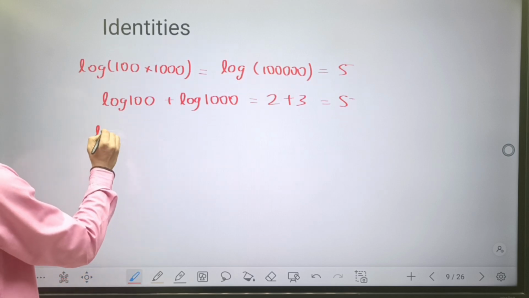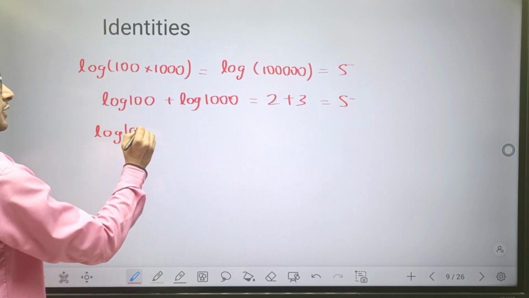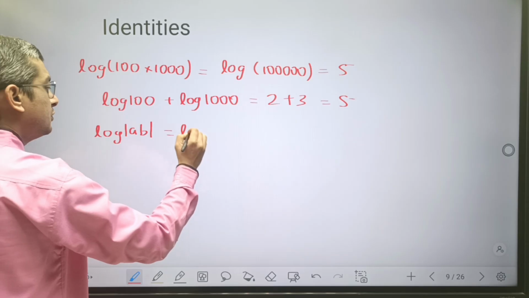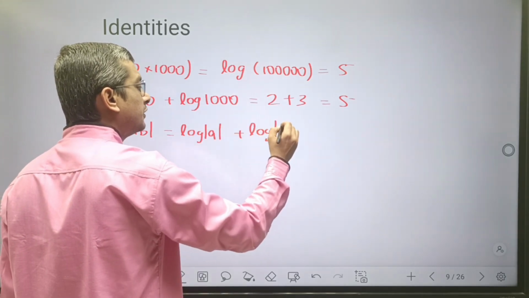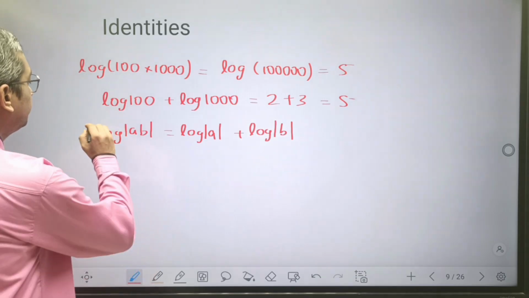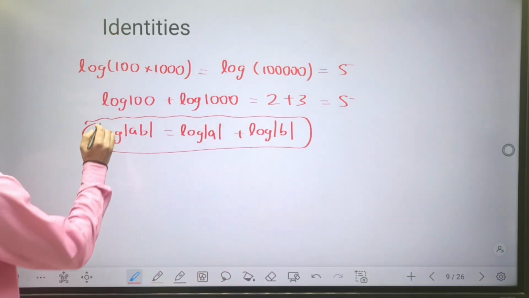So the identity is like this: log AB is equal to log A, and I am applying here the mod sign, plus log B. So this is identity number 1.